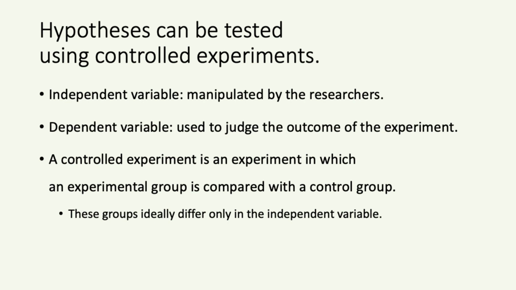A controlled experiment is one in which an experimental group is compared with a control group. These groups ideally differ only in the independent variable. The use of control and experimental groups can demonstrate the effect of a single variable. Hypotheses can be tested in humans with clinical trials, as well as retrospective or prospective observational studies.